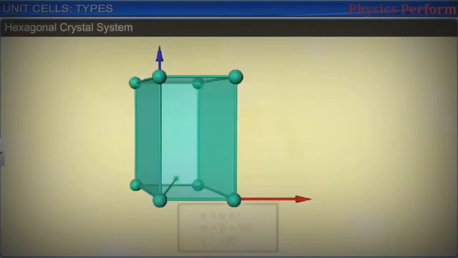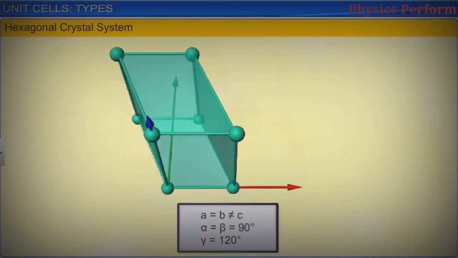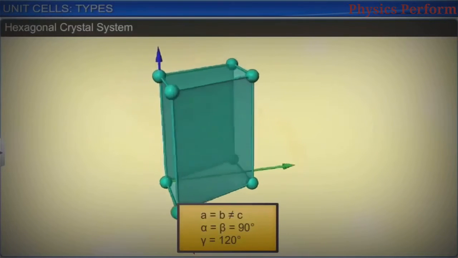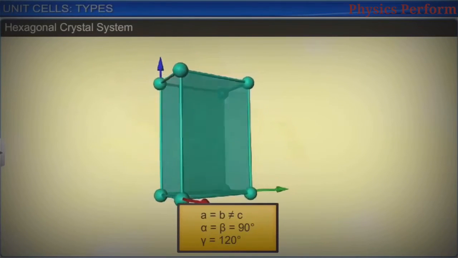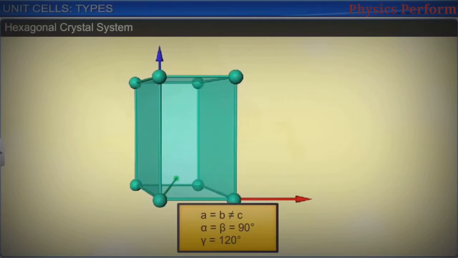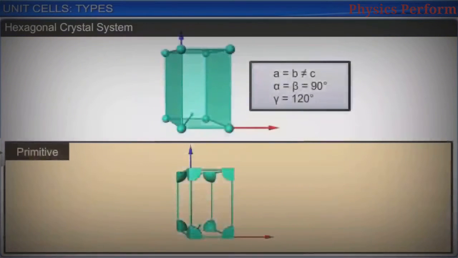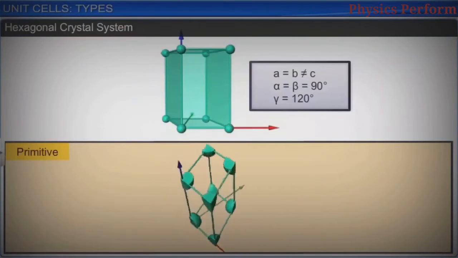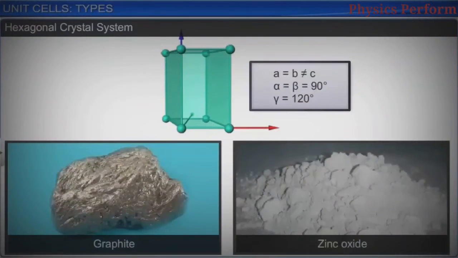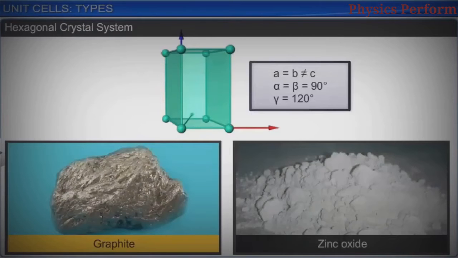In a hexagonal crystal system, 2 edges are of equal length. 2 angles are of 90 degrees and 1 angle is of 120 degrees. The only possible lattice is primitive. For example, graphite, zinc oxide.